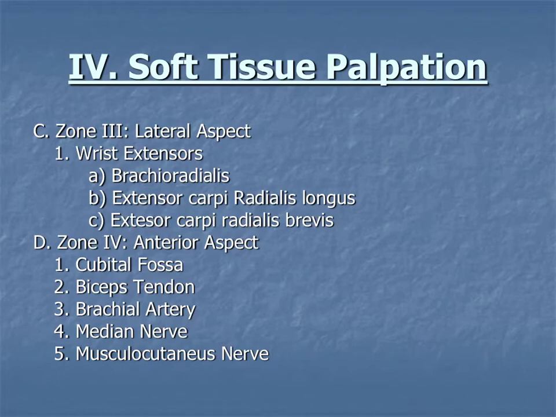Some of the wrist extensor muscles: the brachioradialis, extensor carpi radialis, longus, and brevis. Longus just means the muscle is longer. Brevis means shorter. And we also have a very important location called the cubital fossa, which we'll note the bicep tendon runs through, the brachial artery. We'll see a couple of the nerves come through also.